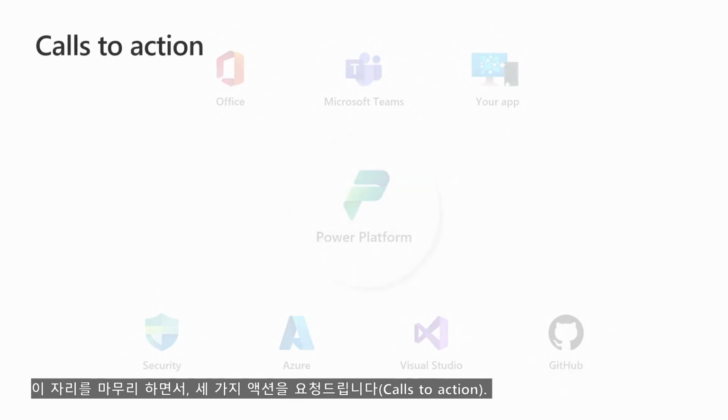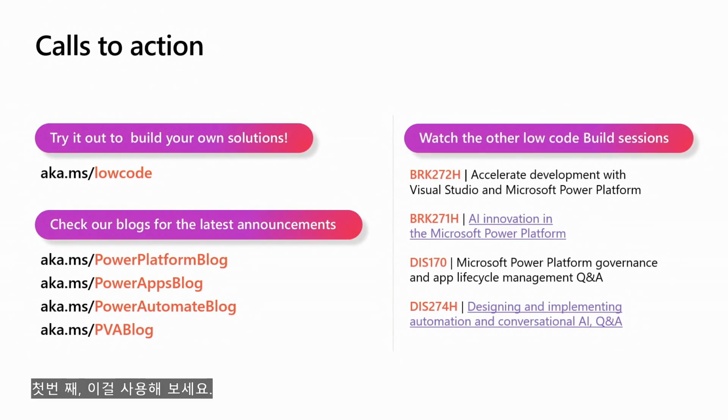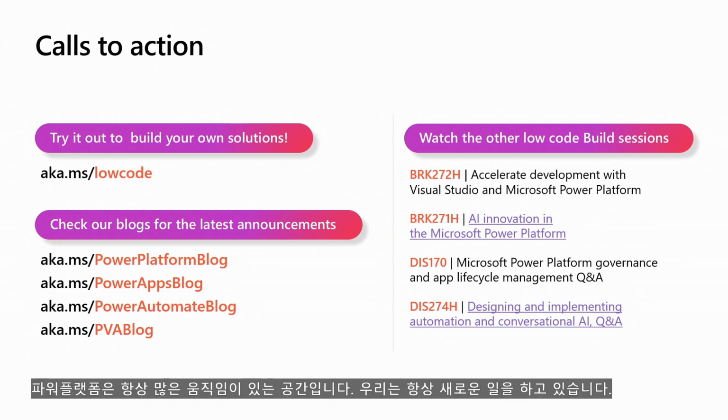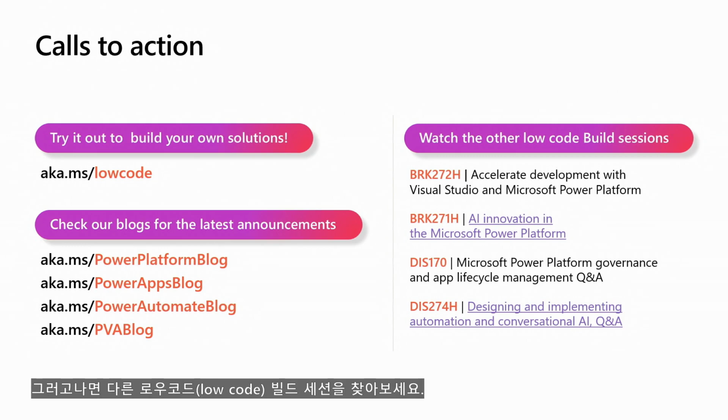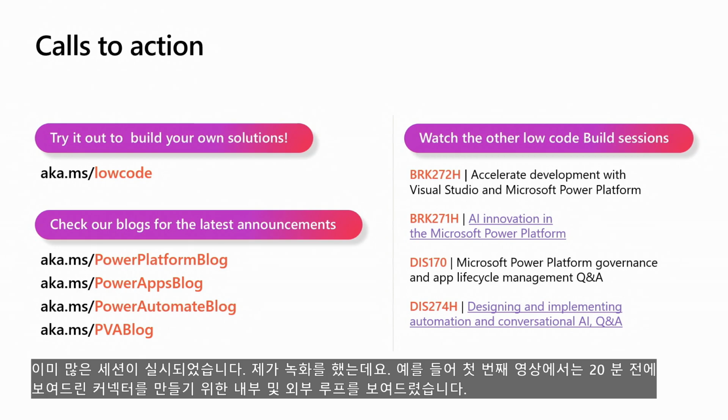As I leave you, I want to leave you with 3 calls to action. Number 1, please try this out. Build your own solutions. A really good place to start is aka.ms/lowcode. Next, check out our blogs for the latest announcements. Power Platform is a space that has a lot of movement all the time. We are doing new things all the time. The blogs are one of the best ways to know what's going on, especially now at Build, that we have a lot of things to share with the world. And then watch the other low-code Build sessions. Many of them already happened, but are recorded. For example, in the first one, we show the inner and outer loop to create that connector that we showed like 20 minutes ago.